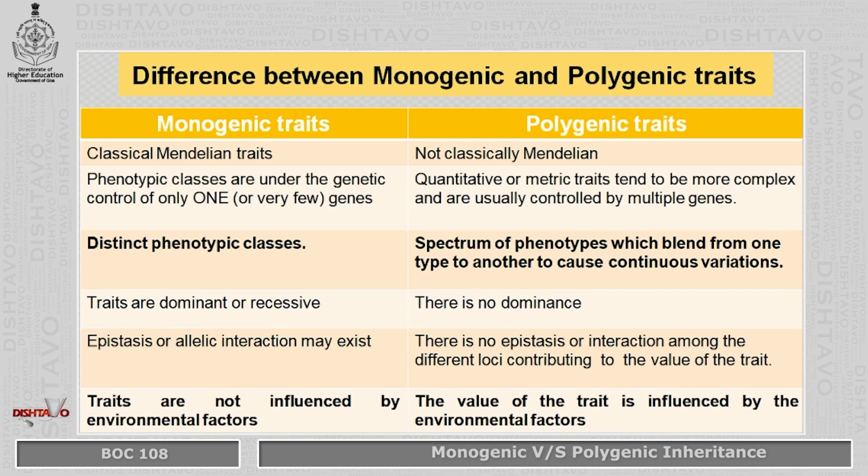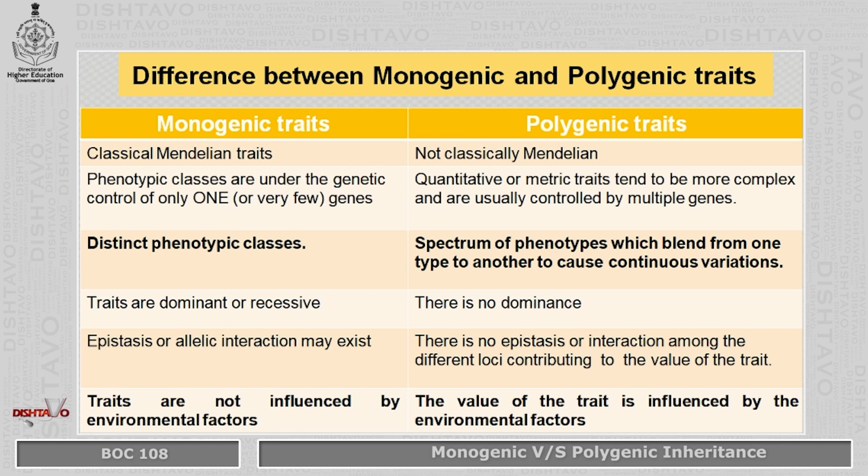Now, in summary, if we have to differentiate between the monogenic and the polygenic traits, the monogenic traits, like we saw, are the classical Mendelian traits. The height of the pea plant, the seed type of the pea plant. So these are the classical Mendelian traits. Whereas the polygenic traits are the non-classical Mendelian traits. In monogenic traits, the phenotypic classes are under the genetic control or the genetic influence of only one or very few genes. Whereas in polygenic traits, they are the quantitative traits or the metric traits, and they tend to be more complex. These are usually controlled by multiple genes. In monogenic traits, the phenotypic classes are very distinct, whereas in polygenic traits, the phenotypic classes have a spectrum. The spectrum of phenotypes which blend from one type to another to cause continuous variations.